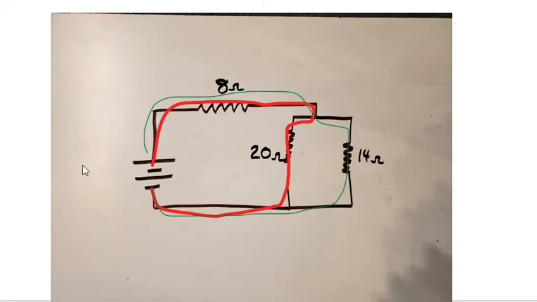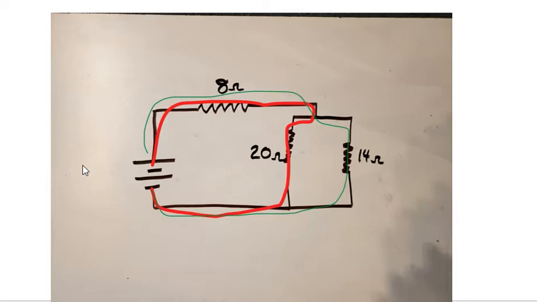Looking at this, we see everything's got to go through the 8 ohm resistor, but not everything goes through the 20 or through the 14. So this is an example of a combination circuit. And when we're solving a combination circuit, we need to decide: are there any resistors in series? If there are, we could add them together and redraw the circuit. Or are there any resistors in parallel? If there are, we could combine them into one and redraw the circuit.